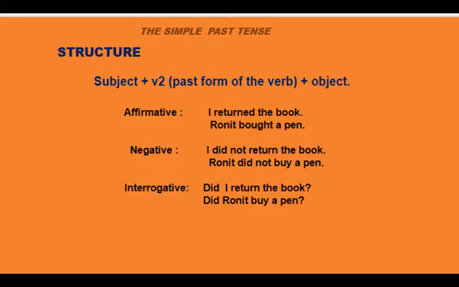Then the interrogative sentence can be like this, did I return the book, question mark. If you won't put a question mark, then it cannot be considered an interrogative sentence. Have a look at another example. Ronit bought a pen. This is the affirmative sentence. Then the negative, Ronit did not buy a pen. Then the interrogative sentence, did Ronit buy a pen? I think the concept is clear to you now.